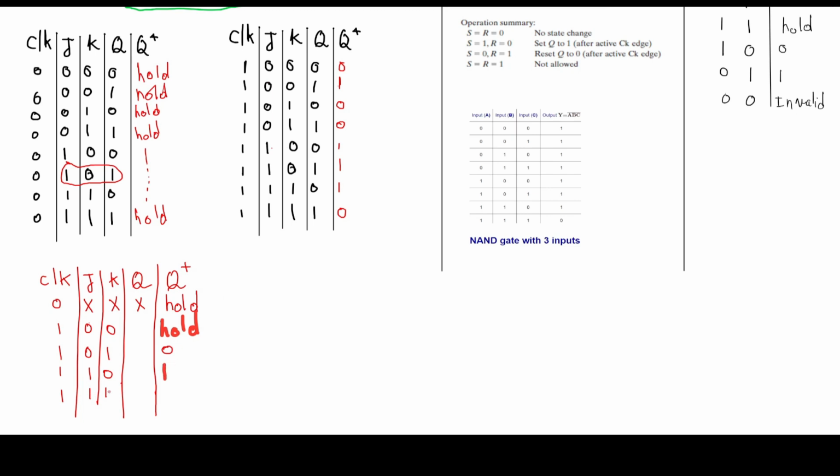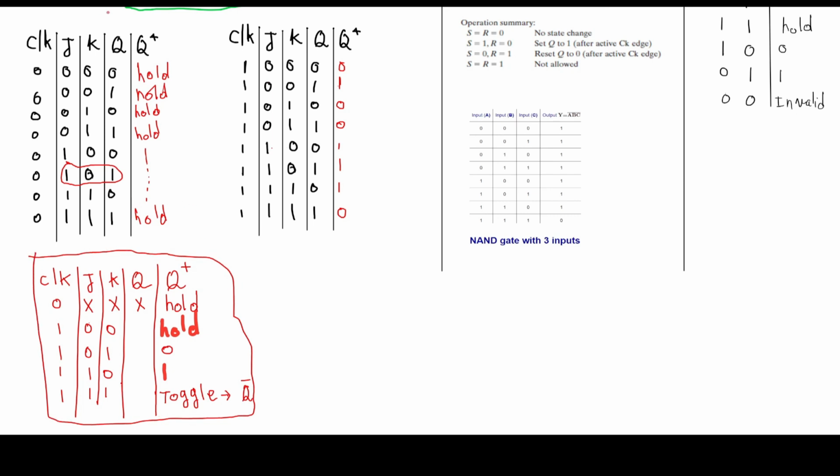And then the last row, when J is 1 and K is 1, let's see what's happening. When J is 1 and K is 1, we are looking in these rows here. So let's see the Q plus, what's happening compared to the current state, Q. So we see it's the opposite. When the current state is 0, the next state is 1. When the current state is 1, the next state is 0. So that means for this one, we have toggle. So we toggle the previous state, or in other words, it's Q bar. It's the complement of Q. So this one here will be the final generic truth table for the JK flip-flop.